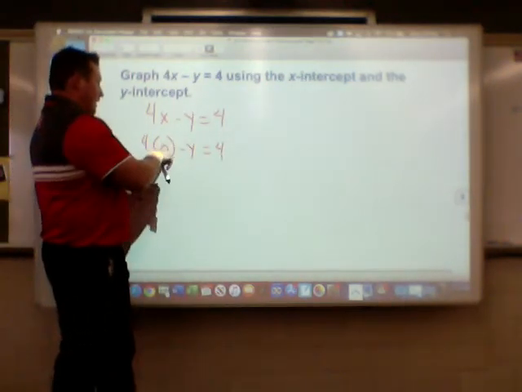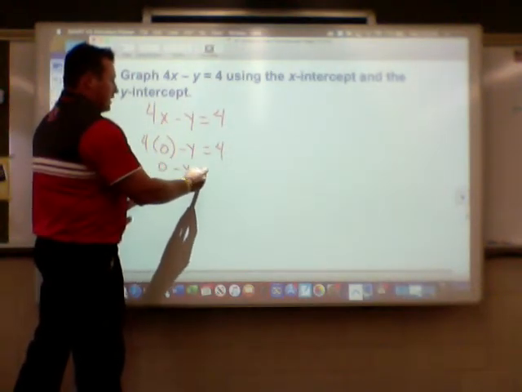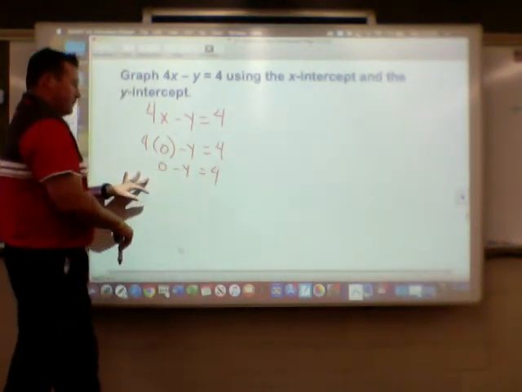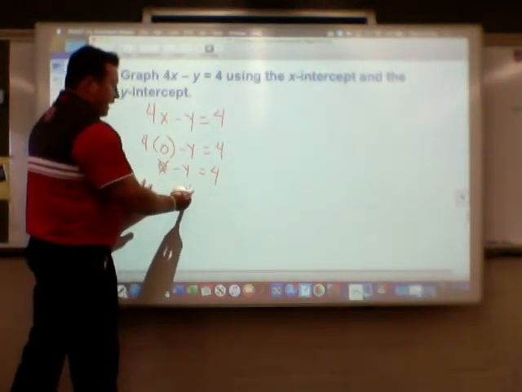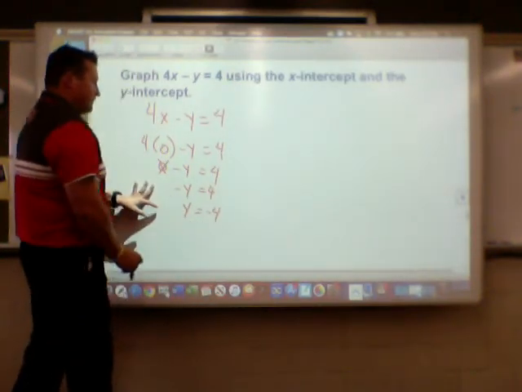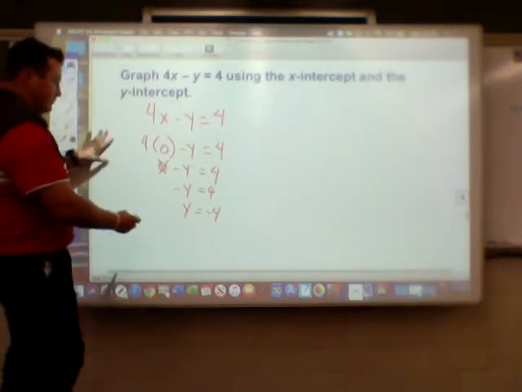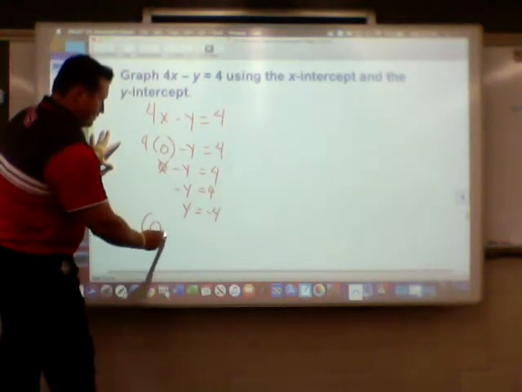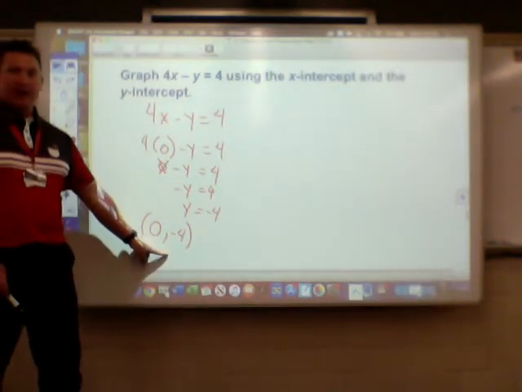So what's 4 times 0? Well, that's just 0. Minus y equals 4. Well, this pretty much goes away because it's nothing. So you've got negative y equals 4, or in this case, y equals negative 4. Make an ordered pair out of those two numbers. So this is (0, negative 4). So in other words, when x is 0, y is negative 4.